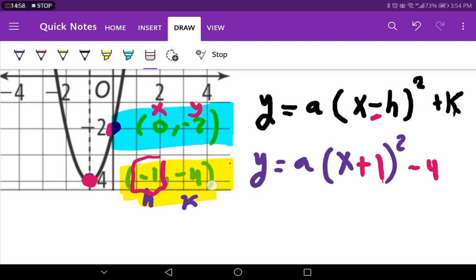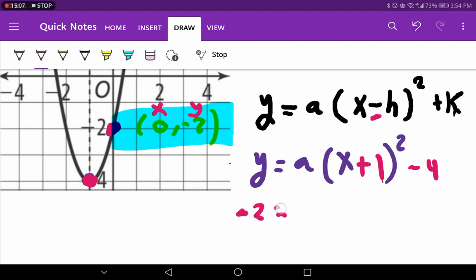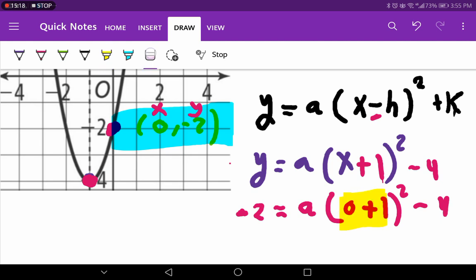The second step, I will fill the x and the y. Now the y is -2, equals a, x is 0, plus 1 squared, minus 4. I apply the parentheses, it gives 1, and 1 squared is 1. Here is the huge problem that happened, the massive problem. Here he does 1 minus 4, no, do the multiplication before, 1 by a equals a.